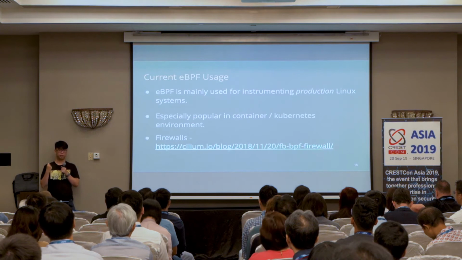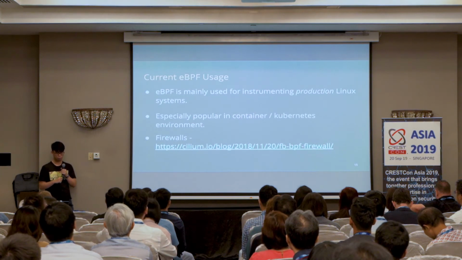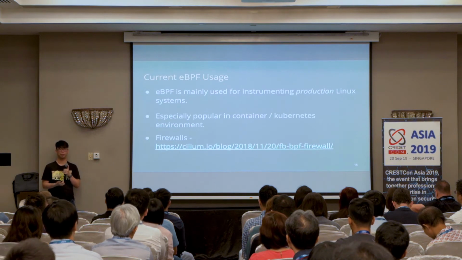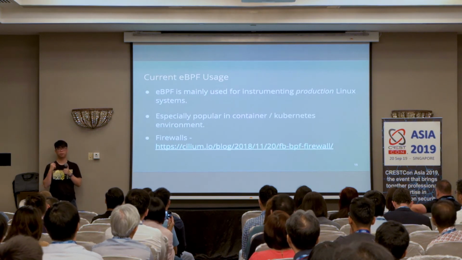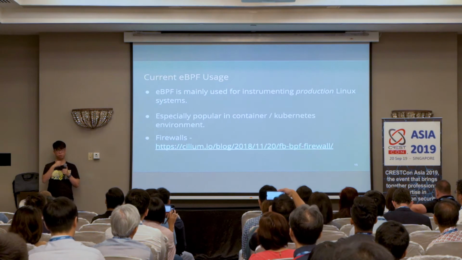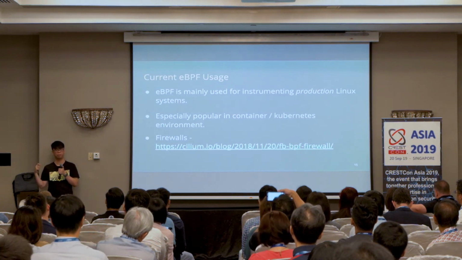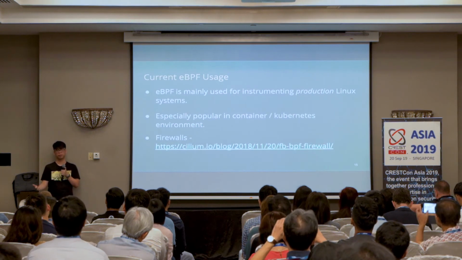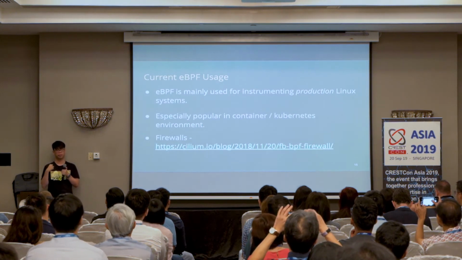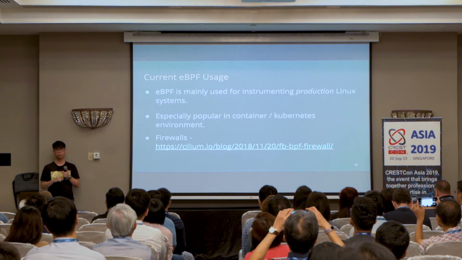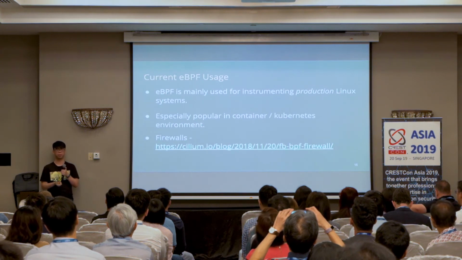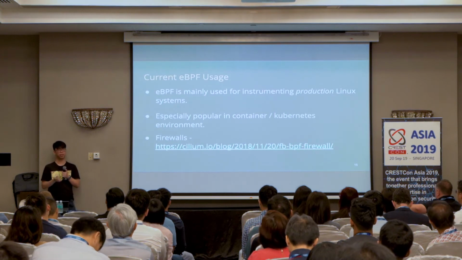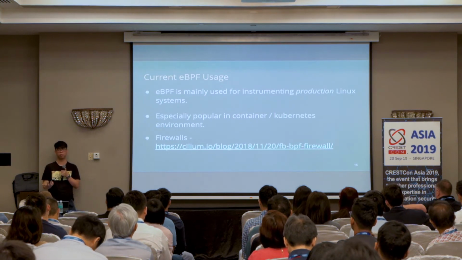And the main usage of eBPF currently is instrumenting production Linux systems, especially if you are running a distributed environment like Kubernetes. It is very difficult to find a reproducible test case for an issue that you might find in production. So what people like to do is instrument all of their production systems with eBPF to collect statistics about the system so that they can make educated guesses about what is actually happening. And eBPF and BPF can actually be used to implement things like firewalls in the kernel.